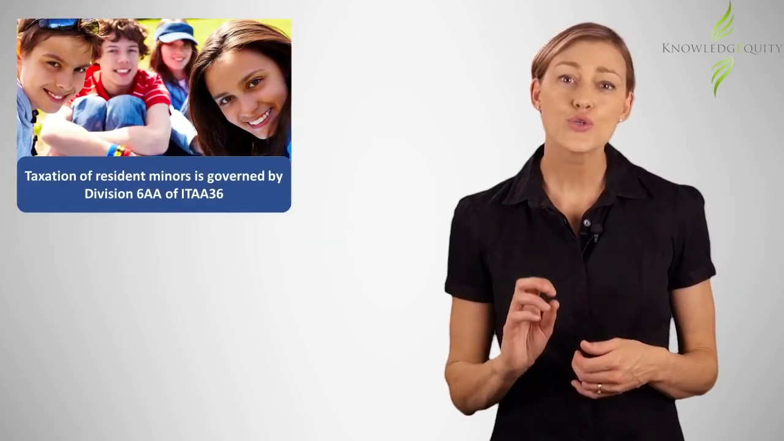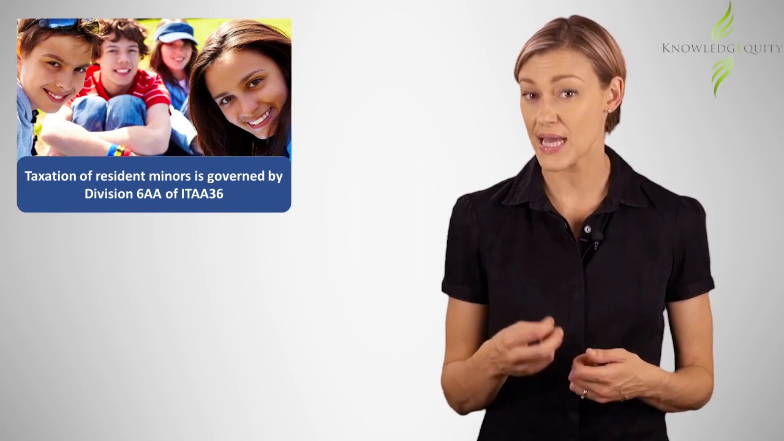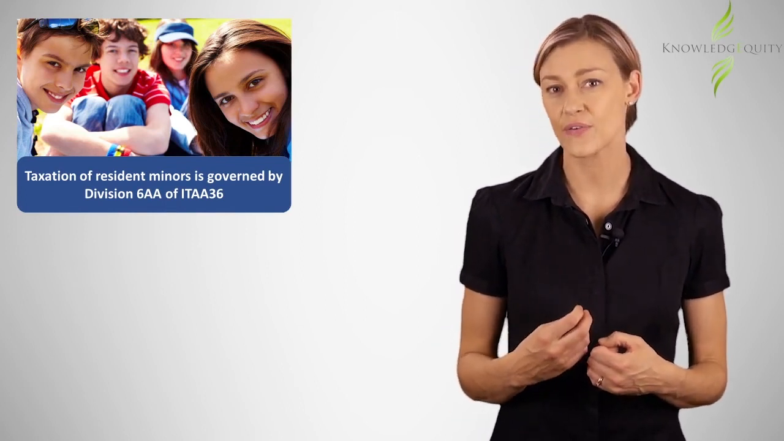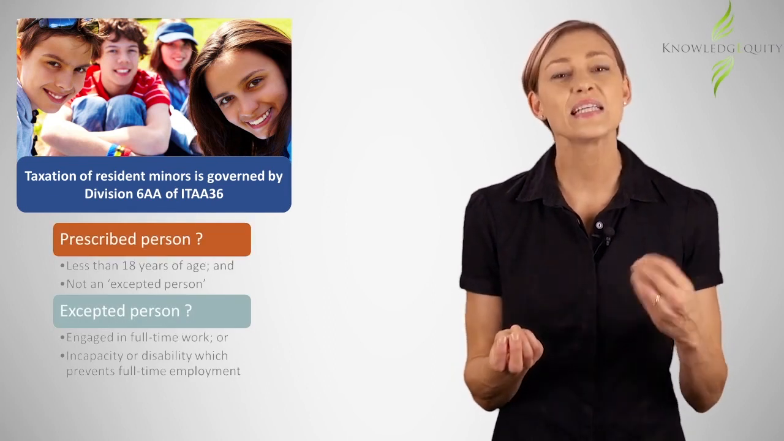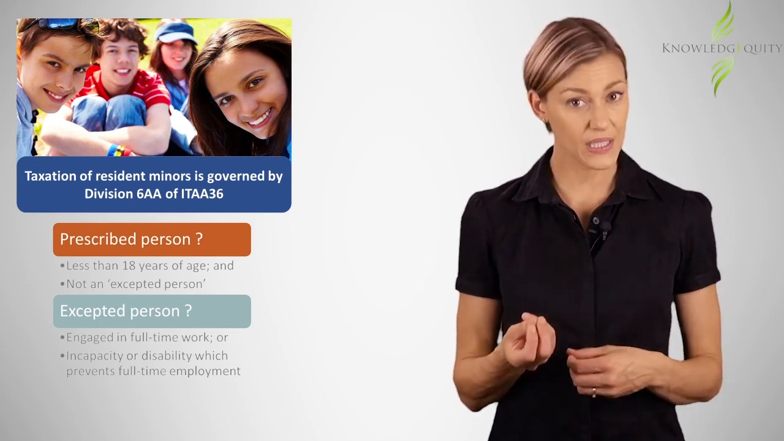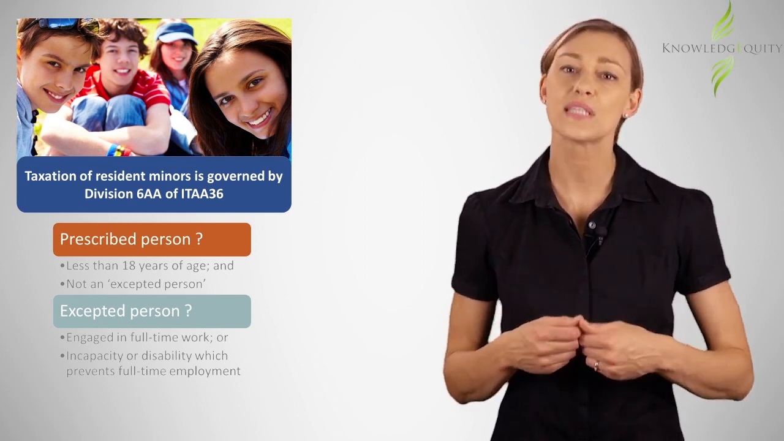To recap, you should now understand how to calculate the tax payable of a resident minor. It is important to appreciate the difference between a prescribed person and an accepted person and the different tax rates that apply to accepted assessable income and eligible taxable income.